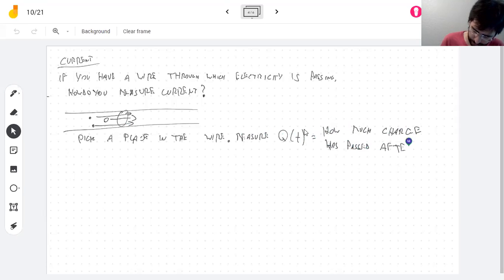So Q for charge. When you look at this function, it will presumably be an increasing function, or maybe not, because charge could be going backwards, and then I would say it's negative. If it goes in one direction, it's positive. If it goes in the other, it's negative.